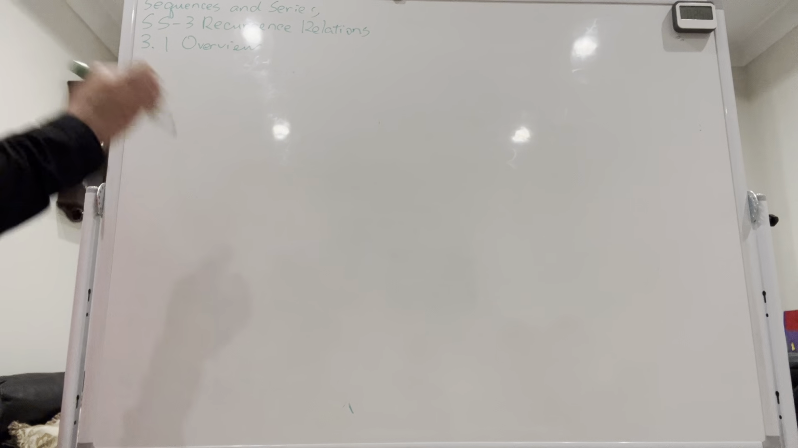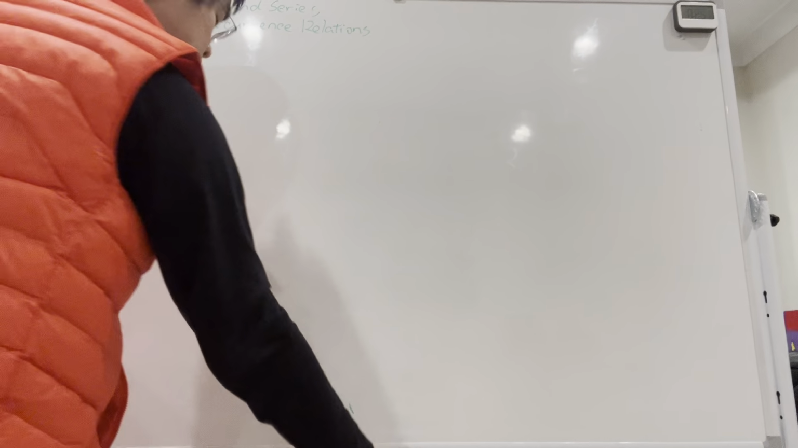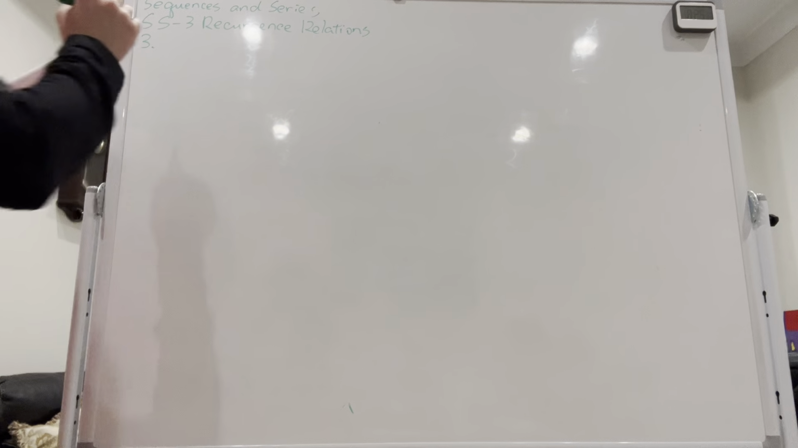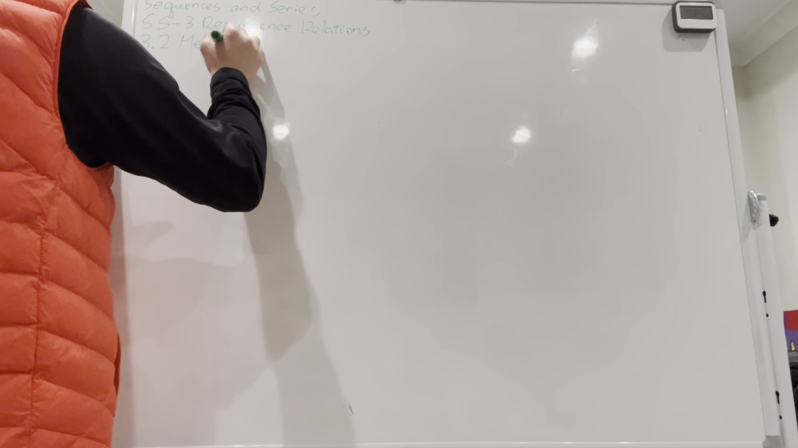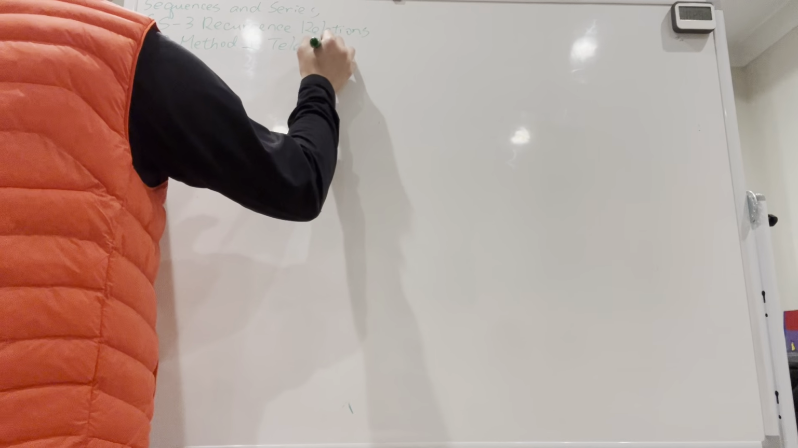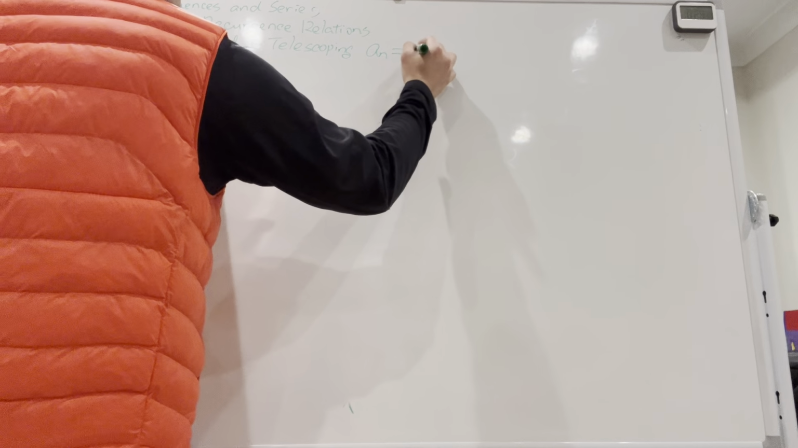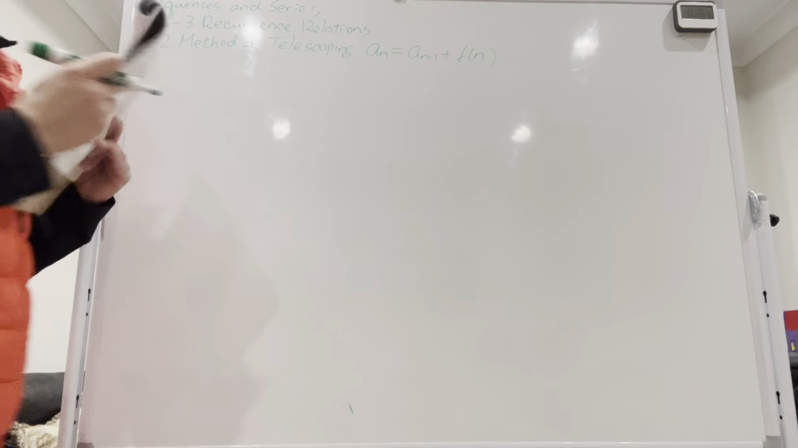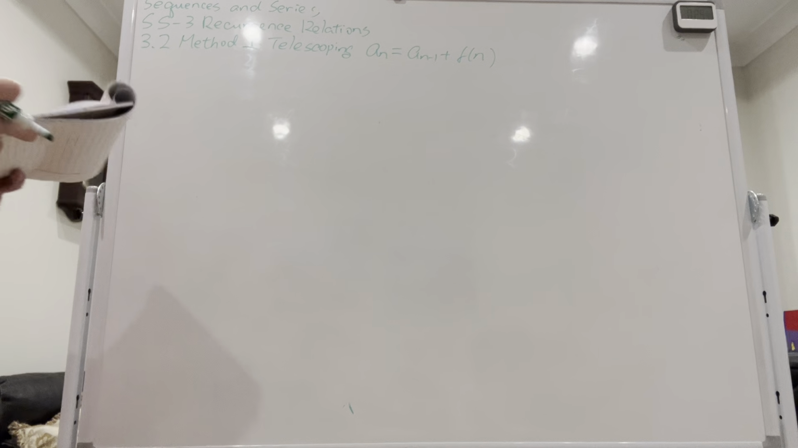Let's begin the class. We're done with the overview. The first one, remember, method 1 and method 3 are important. We'll start with method 1, a useful one called telescoping. It applies when an equals an minus 1, the previous term, plus some function f of n. We're going to illustrate this method with two examples.